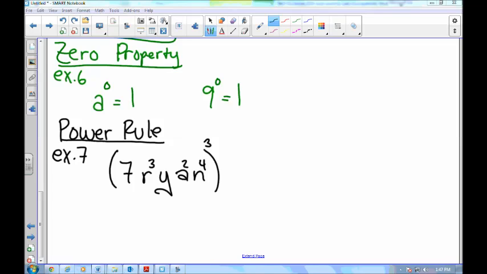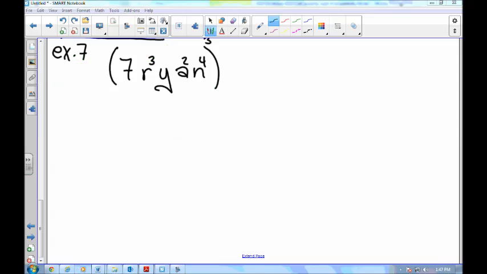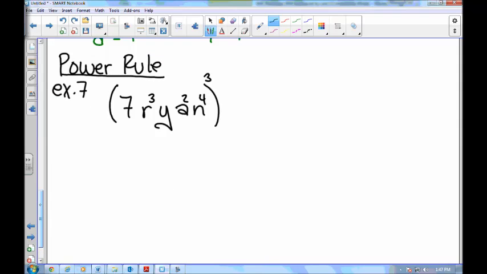Okay, so we have 7r cubed, y to the no exponent, so everyone knows what that is, right? 1. A squared, n to the 4th. All of that, the quantity is cubed. There are 2 different ways you can go about doing this. Maybe remember from a previous class how we can simplify this. Anyone have an idea already?